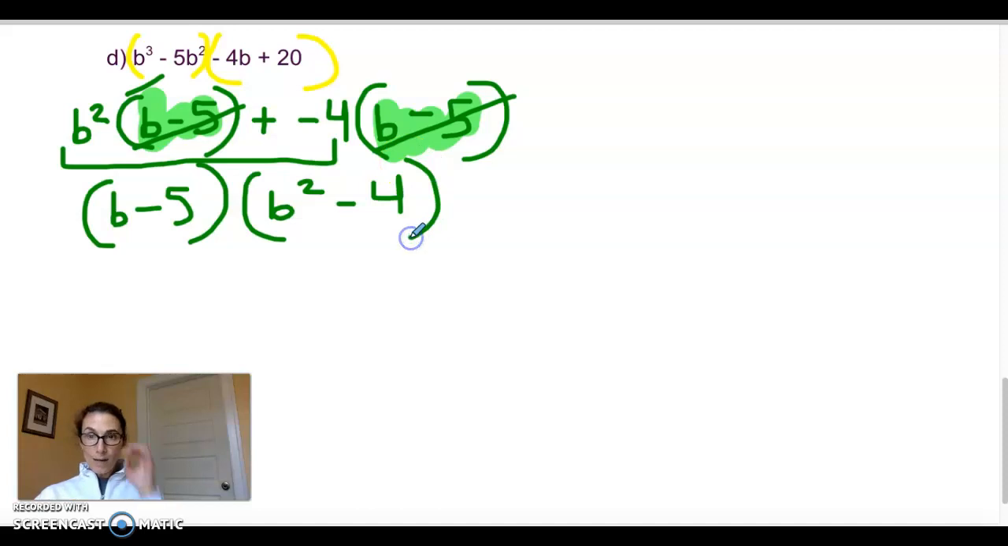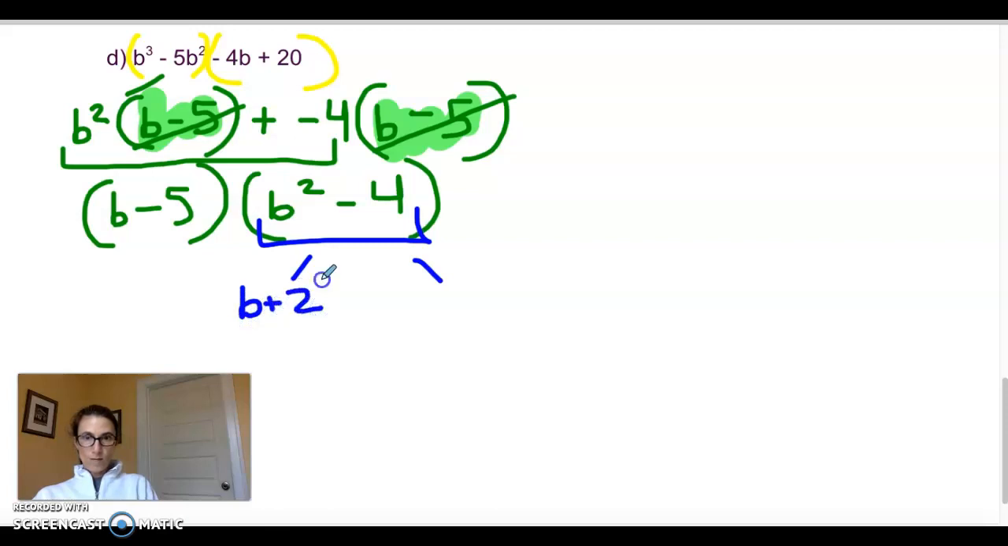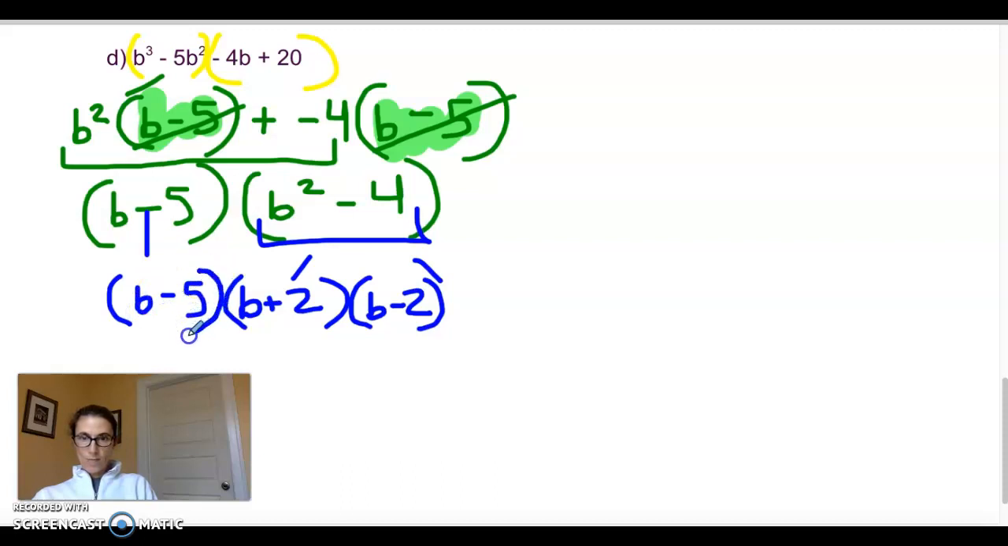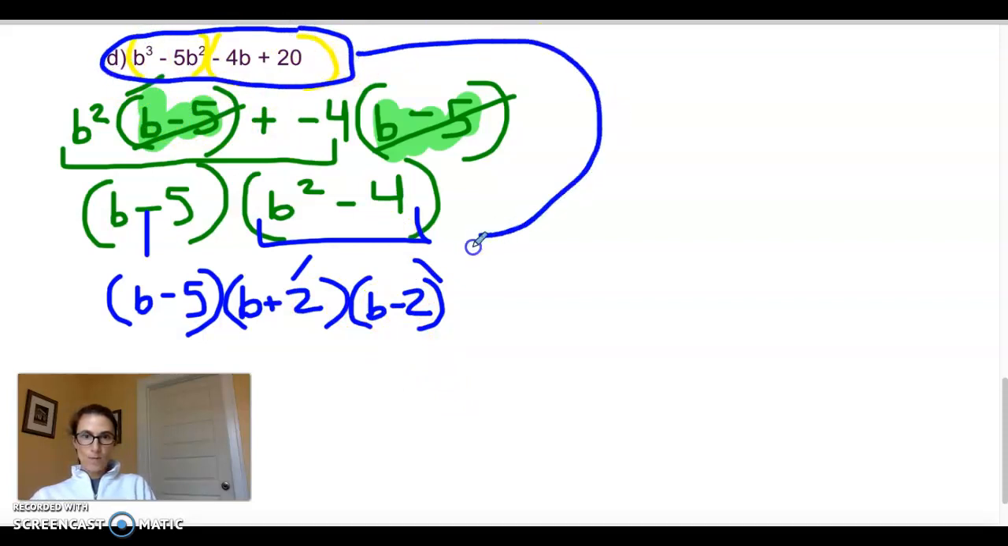Okay, but we're not quite done because look at this factor here. And what I'm seeing is that that is a difference of two squares, right? So what we have to turn that into is our b plus 2 times b minus 2. Right? But we still have to bring down this factor here, which is b minus 5. Okay, so we actually have three factors to that original equation. So that in factored form is this guy down here. So that would be your final answer for that one.